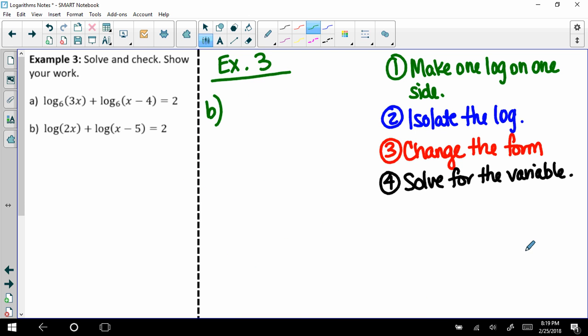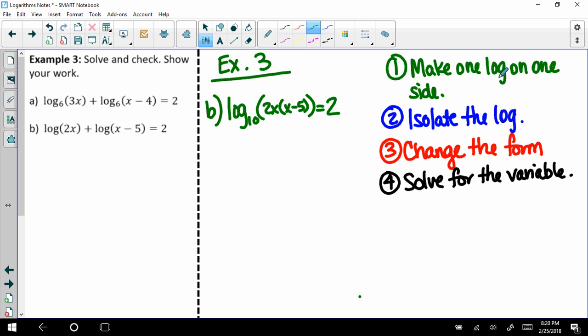Okay, so for part B, they're both logs with the same base, which, remember, the invisible base is going to be 10 when they don't put it there. So I'm going to put it in just so we have it for later. And then you're supposed to multiply when you see a plus sign here. So then you're going to do 2x times x minus 5, and then that equals 2.